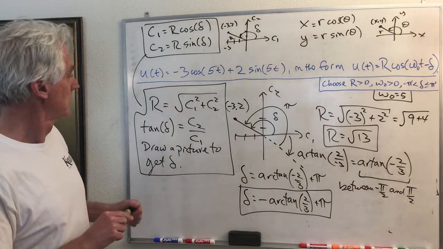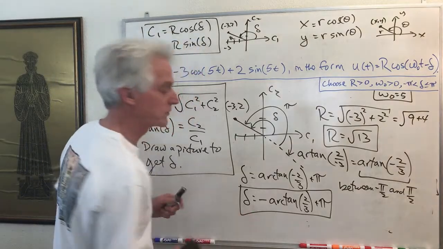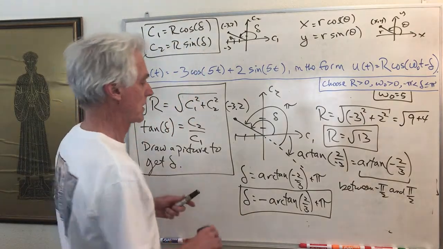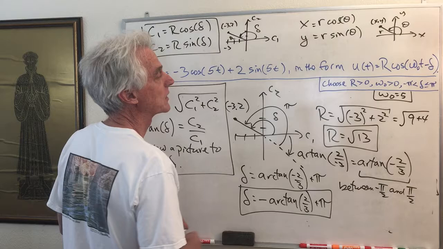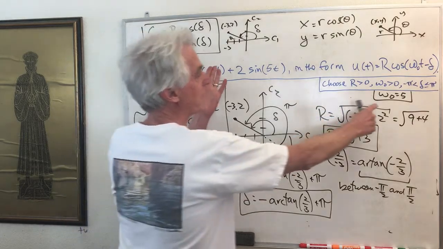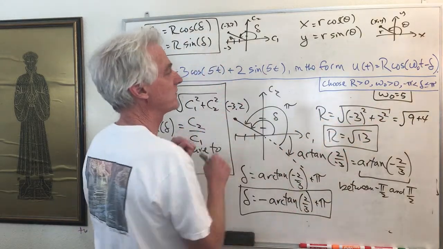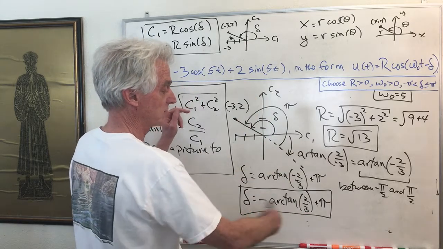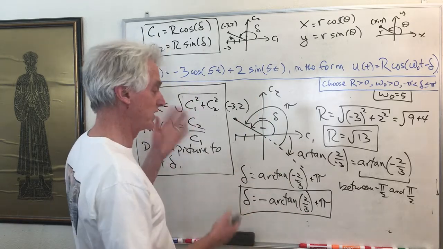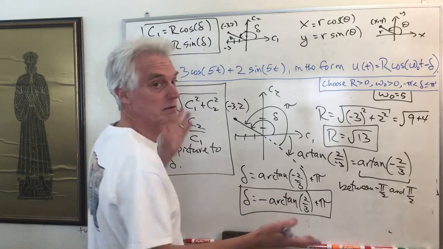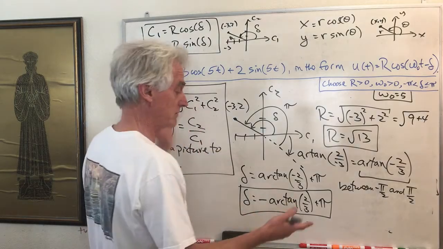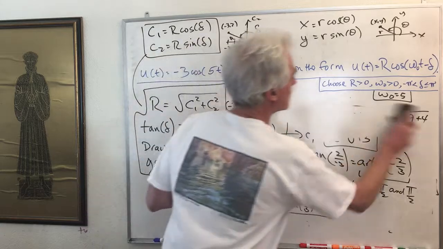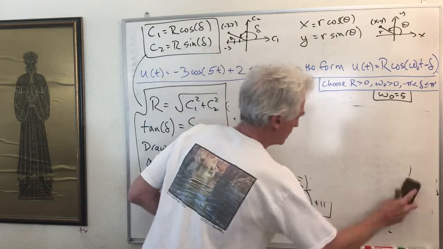All right. So let's do another few examples of this. Okay. And so the answer to this question is omega naught's got to be 5, because there's a 5 there. R is square root of 13. Delta is this number, which you need a calculator to estimate, but WebWork is a calculator. So let's do another, maybe just another few.